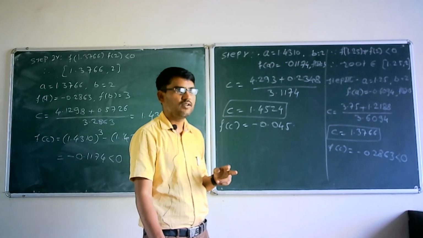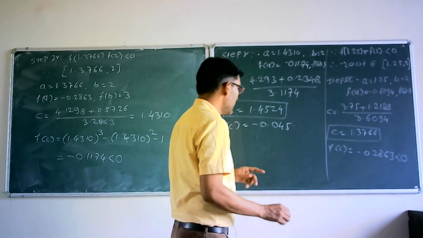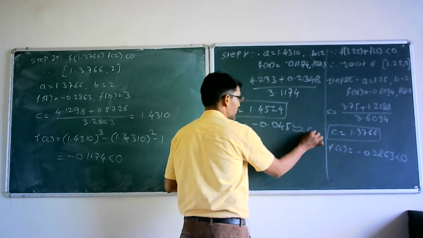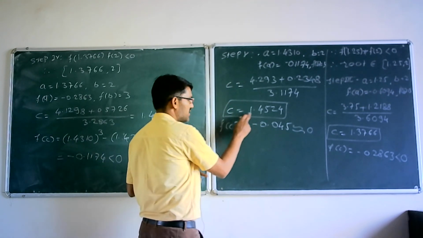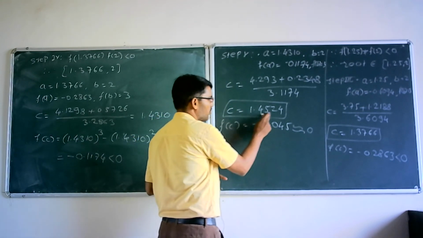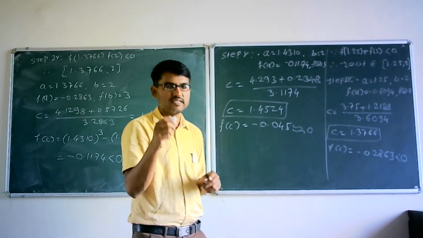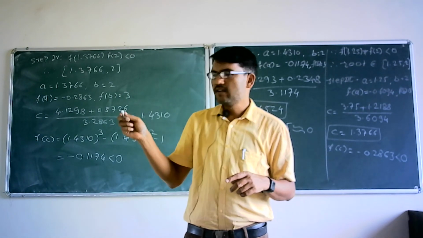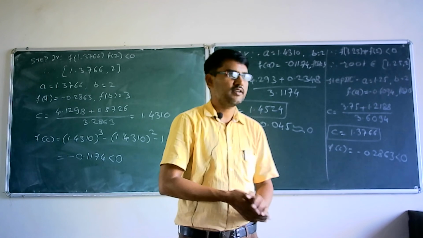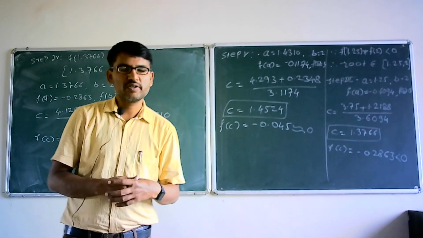But in the question, if it asks for 1 decimal place, then this is your answer. Okay, if this question is for 1 decimal place, then what is your answer? 1.4524. But since the question is correct up to 2 decimal places, okay, so if you get that, then stop your process. So today I want to stop here.